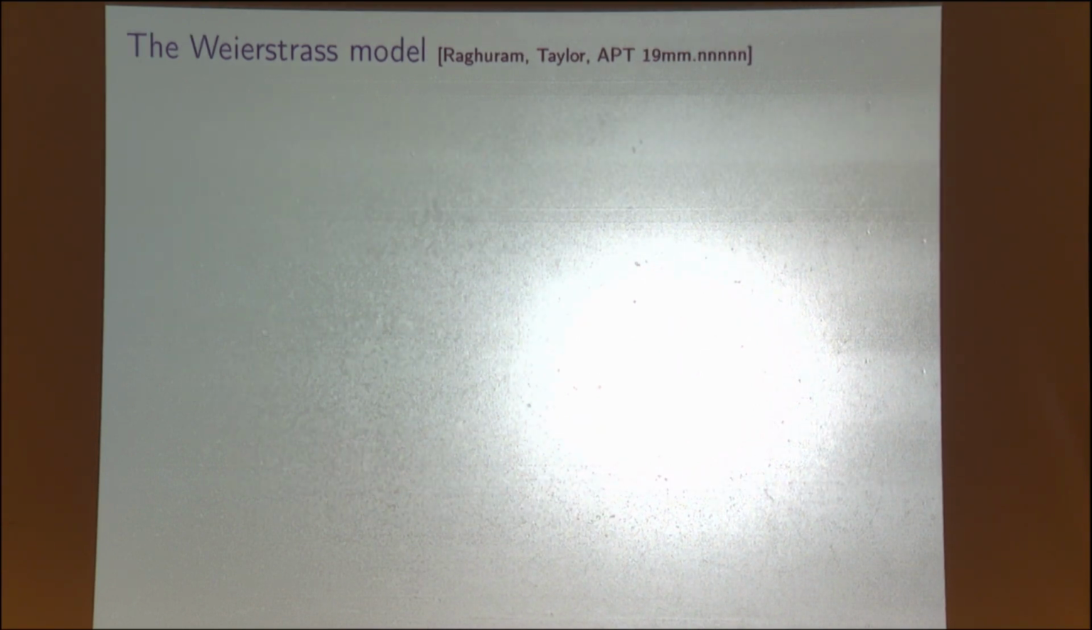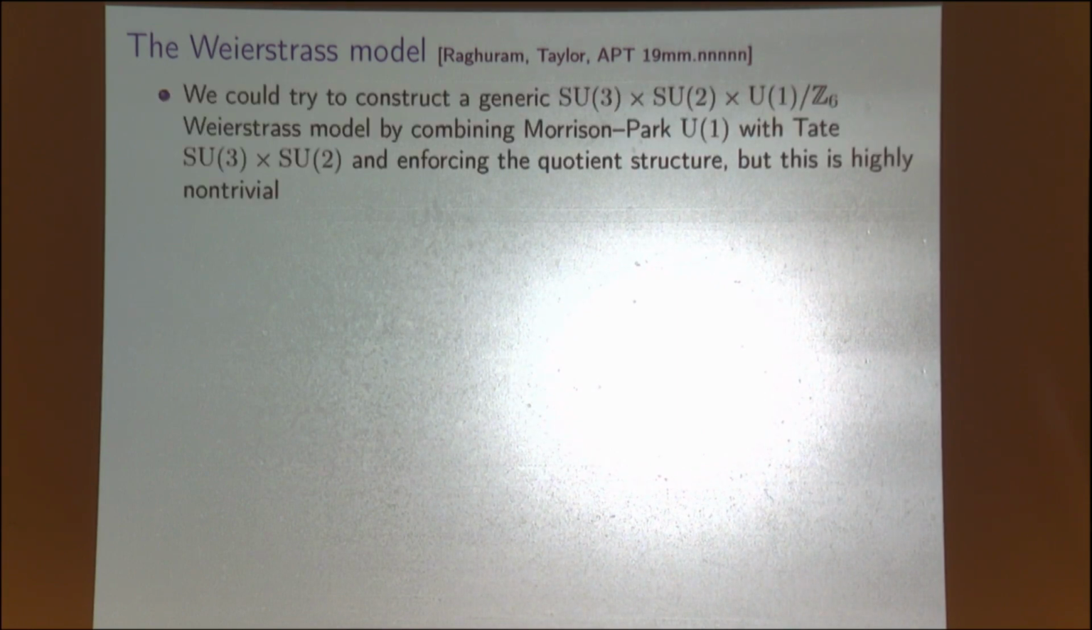OK, so how are we going to try to find this Weierstrass model? The naive approach, the brute force approach, is to just try doing a Tate tuning of SU(3) times SU(2) and simultaneously doing a Morrison-Park tuning of the U(1) factor and then trying to combine these in such a way that you enforce the quotient structure to be present. This is pretty hard. We tried to do this for a while, trying to make sure that the Mordell-Weil group of rational sections had Z6 torsion, which would give us this quotient structure. But we didn't make a lot of headway doing that.